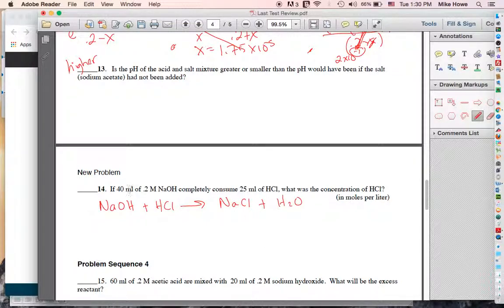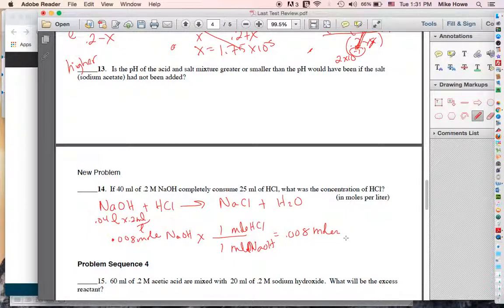We have 40 milliliters. Can I assume that you know that that's 0.04 liters? And then there's 0.2 moles per liter. So we have 0.008 moles of sodium hydroxide. Since it's a 1-to-1 ratio, I'll go ahead and write it all out. NaOH doesn't have to be a 1-to-1 ratio, but it is in this case. But anyway, we'll put moles of NaOH down here, and we'll put moles of HCl on top. It's 1-to-1. So that gives me 0.008 moles of HCl.